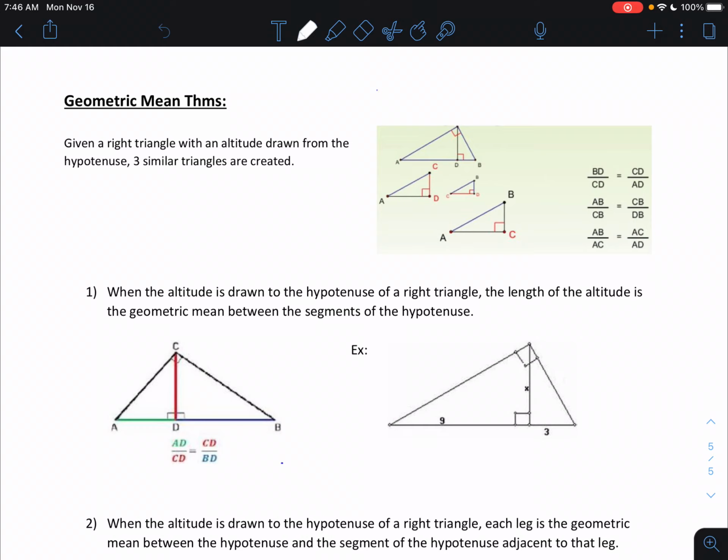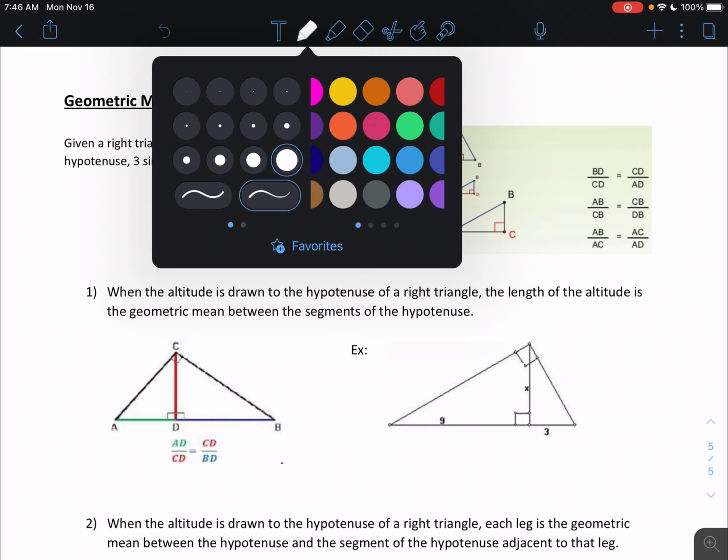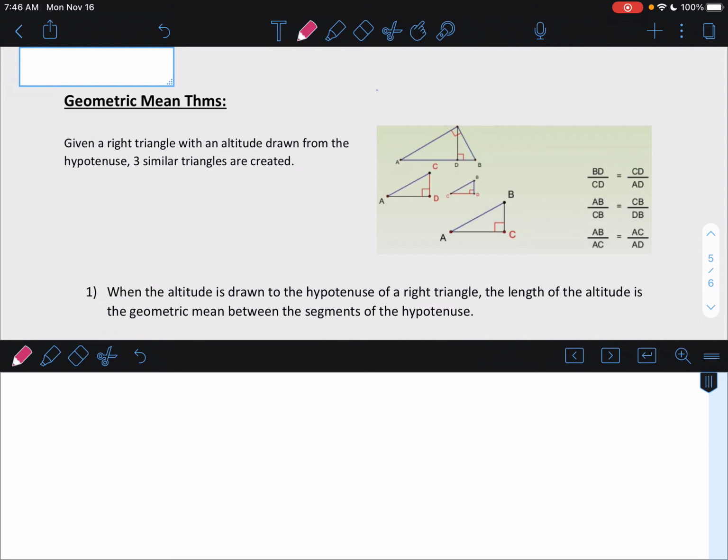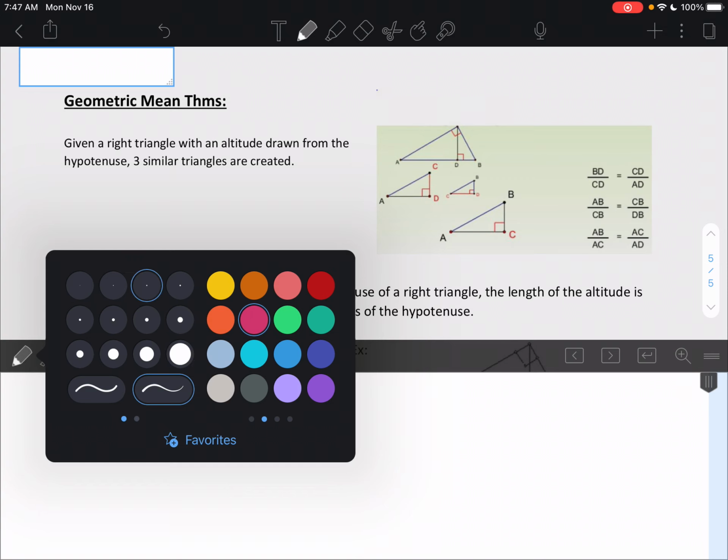So let's look at my geometric mean theorems. Let me use a different color here. Sorry, just getting things sorted out.